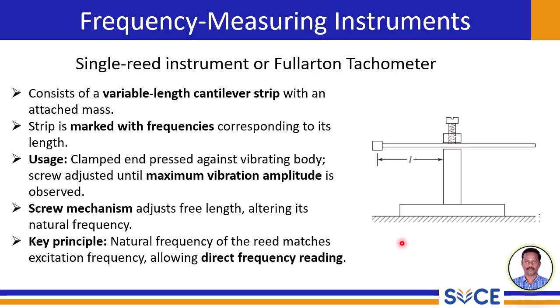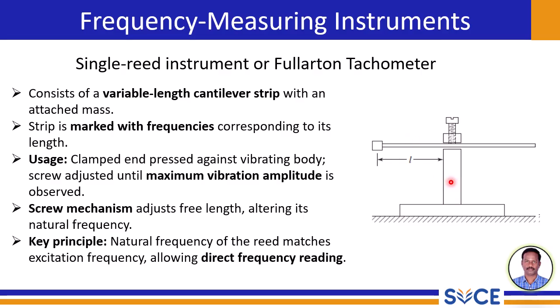Let's begin with the first instrument, the single reed instrument, or the Fullerton tachometer. Imagine a thin strip of metal with a mass at the end. This is essentially the single reed instrument. The free length of this strip can be adjusted using a screw mechanism. Because of that, the natural frequency of this strip will change.